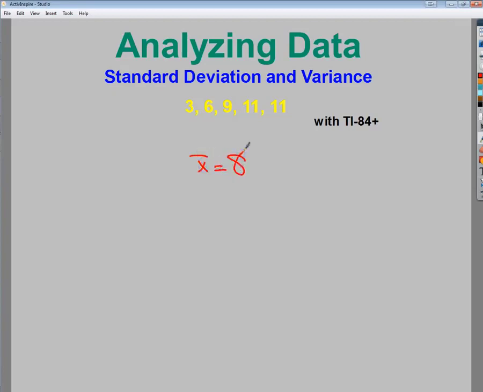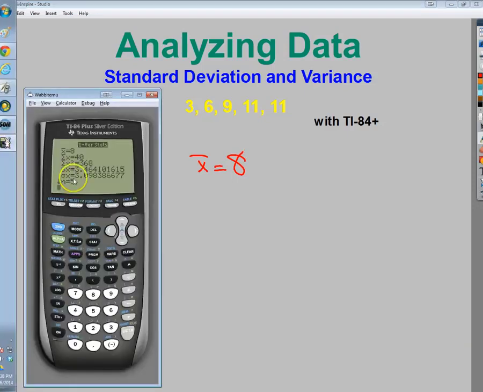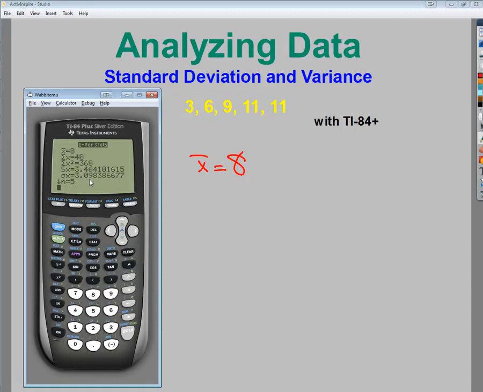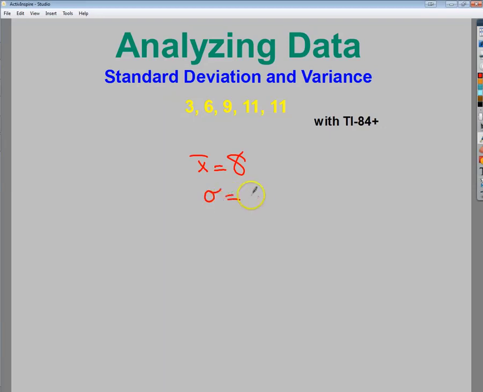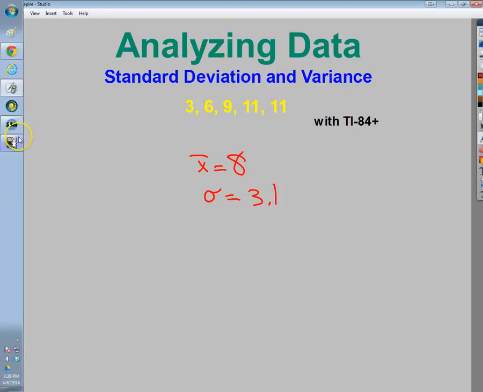And then what I really want to look for is the sigma, because that's where standard deviation kind of lives. And it is 3.1, or 3.098, this whole thing. So I might say, just like I found before. But the nice thing is it gives you all the information in one little setup.